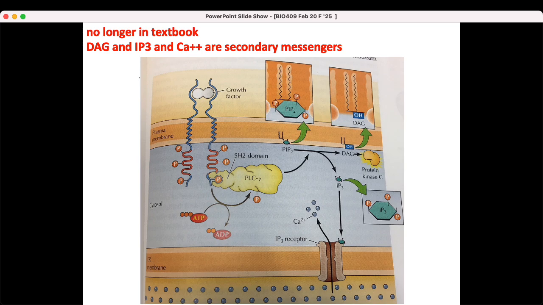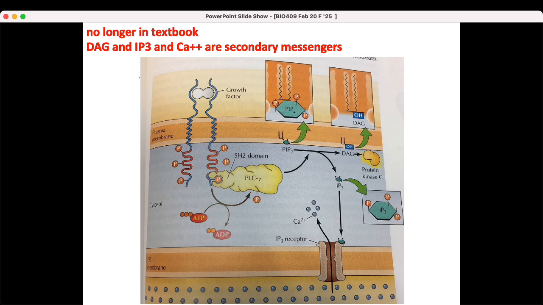And one of them stays in the membrane because it has the tail, and it's DAG. And it just floats around, but it's active now. It's a second messenger, and it's like, go. And this is what it activates, and you just have to learn that: that activated DAG activates this protein kinase C. And then it's doing something down a signaling pathway.